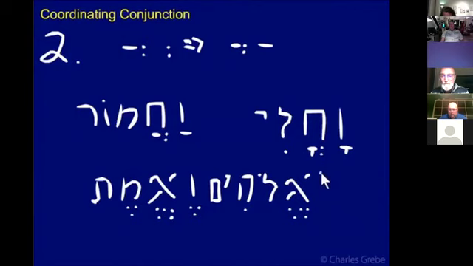Anyway, if you have the coordinating conjunction, which starts out as vav, it also will go through exactly the same steps, and you end up with ve. The aleph is gone because of quiescence. So velohim. So the vav here is functioning exactly like the inseparable prepositions.